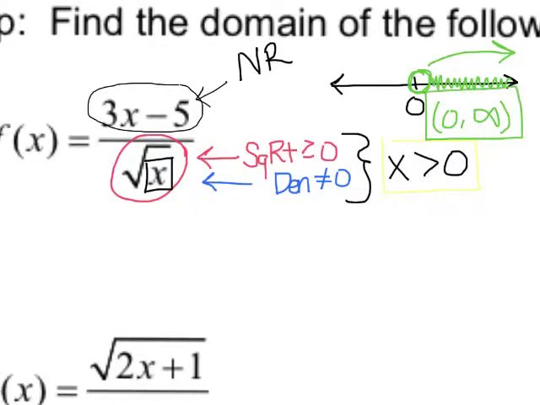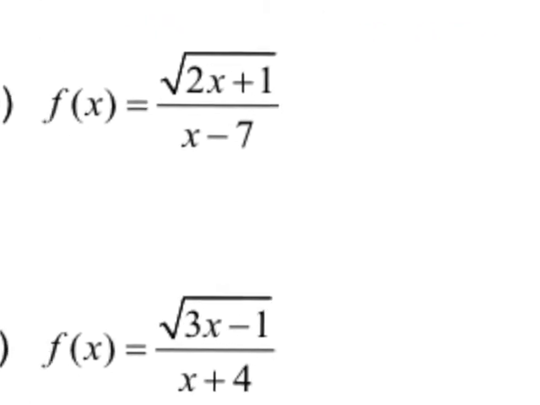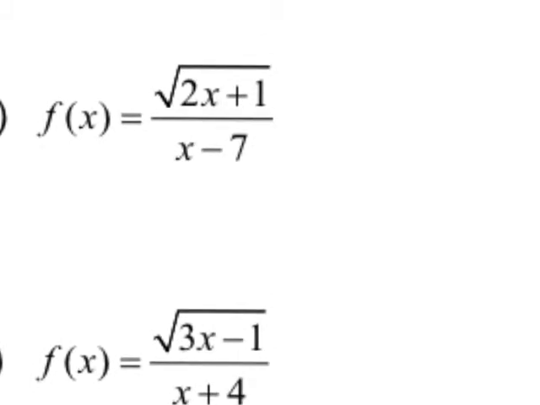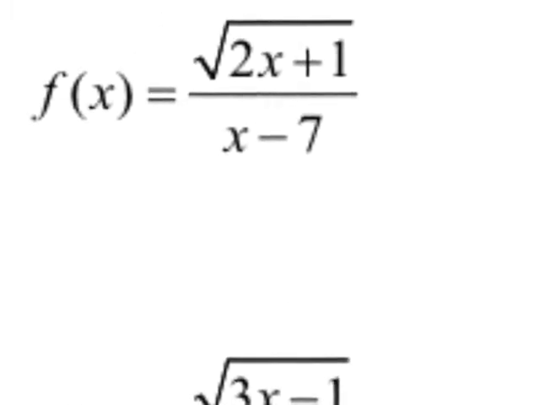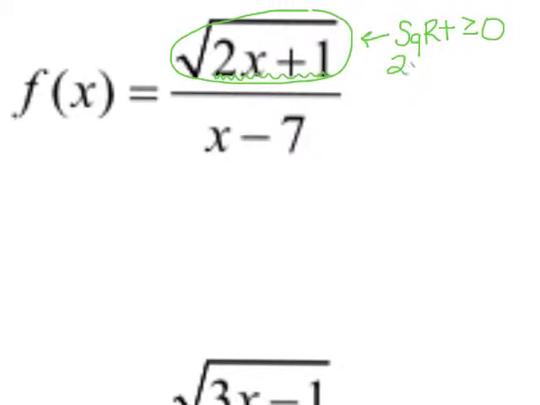All right, B. So this is question B. Square root on top, 2x plus 1 over x minus 7. So if I start on the top, I say, well, the top is a square root. Square roots have the rule that they have to be greater than or equal to 0. And that's the rule for that. So I'm going to go ahead and do that. 2x plus 1, that's the radicand, must be greater than or equal to 0.